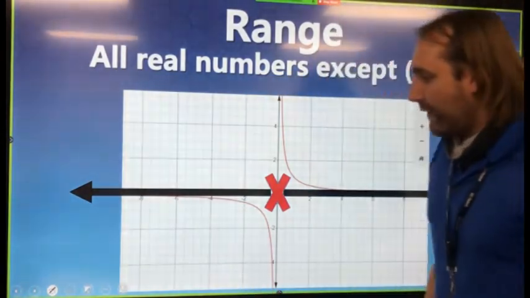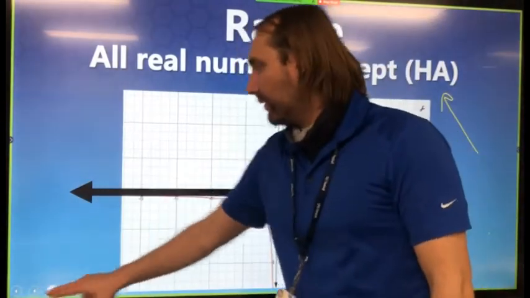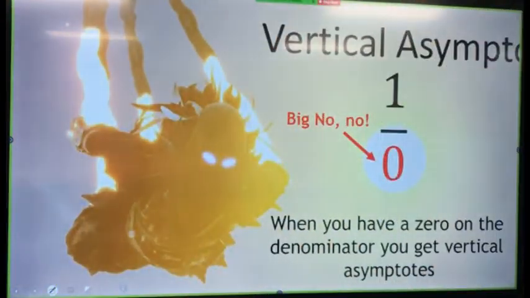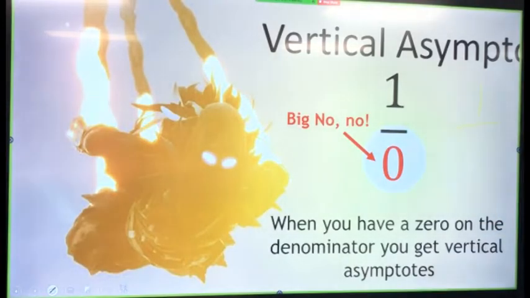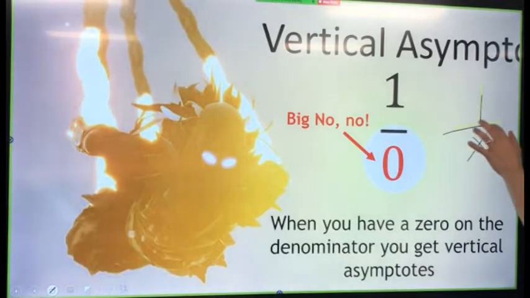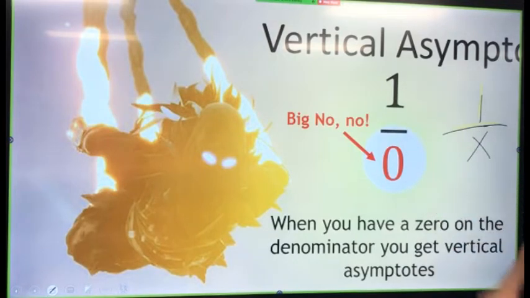Which makes how to find asymptotes really important. So let's look and see how we can find our vertical and horizontal asymptotes. First, vertical. As I look at my function 1 over x, I note that my variable is in the denominator. If you were to plug in 0 for x, you get 1 over 0, and that's a big no-no. You cannot divide by 0. Try to do this in the calculator, it'll tell you error.